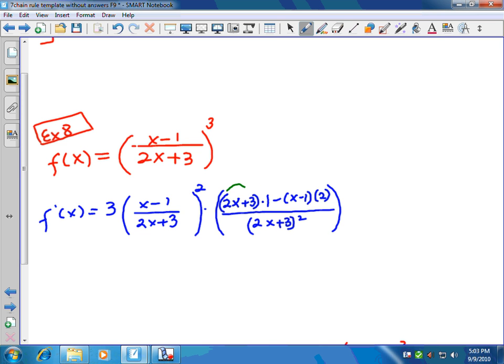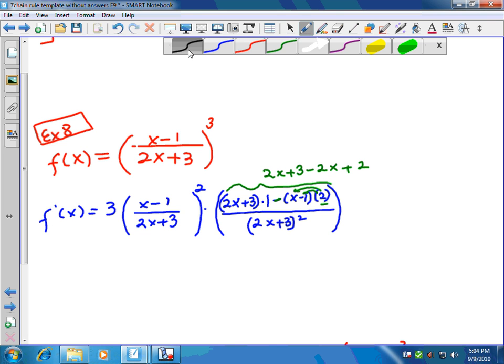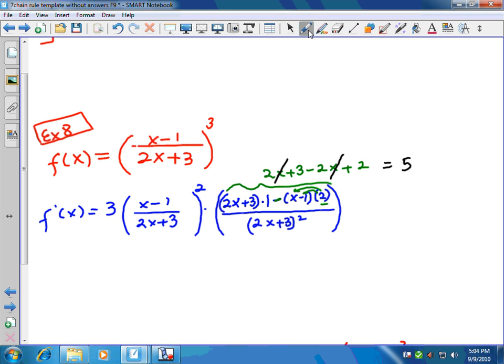For example, let's see what we have over here. That is 2x plus 3. And then this 2 has to be distributed. But because of the negative sign up front, we might as well distribute negative 2. So negative 2 times x is negative 2x. Negative 2 times negative 1 is positive 2. Do you notice a cancellation? The 2 x's, right? And we're left with just a 5. So now I'm going to rewrite everything.